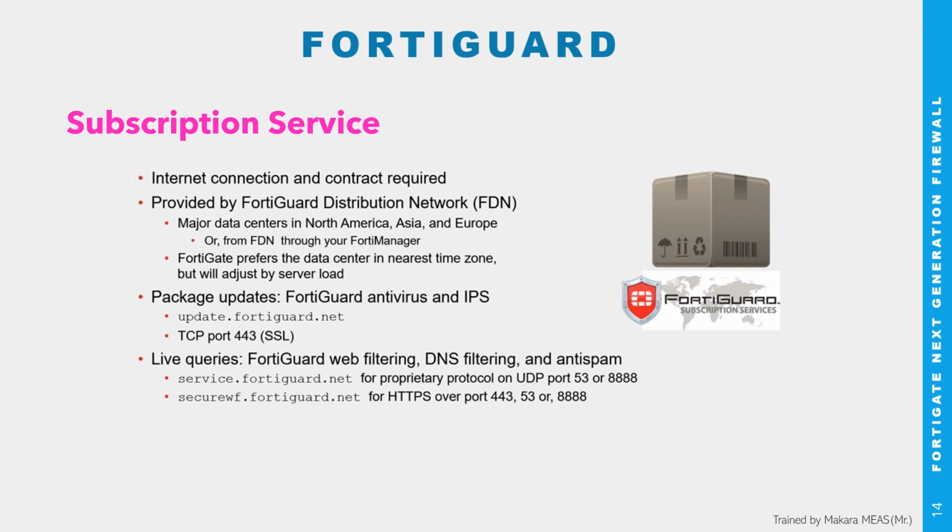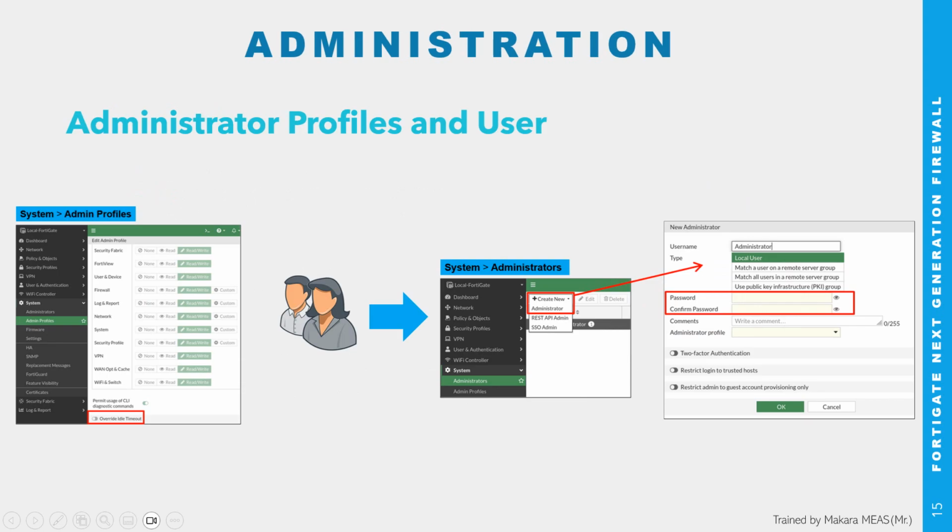All right. After you understand the subscription service, we go to another step, which is administration. Here we need to create the admin profile and also the user, to allow the IT administrator or network or security administrator to access the firewall, right? The first thing that we need to create is the system admin profile. Anyway, you can use the default profile as well, like super admin, right? So you can use this one.